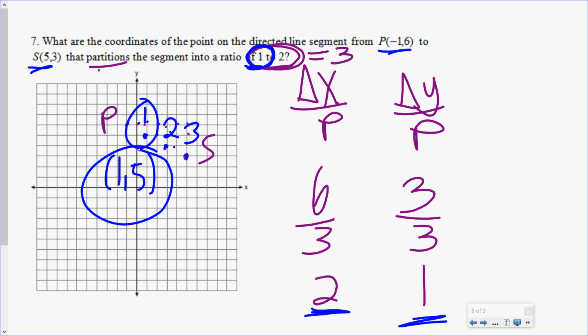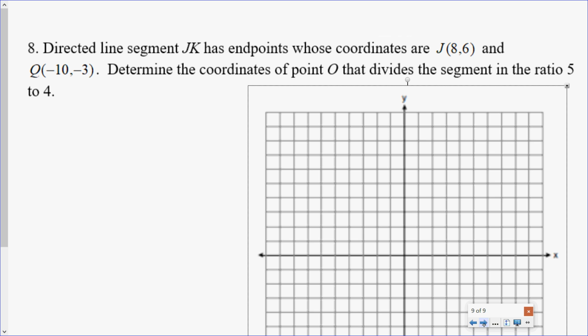Try number 8 on your own. So please pause, try number 8 on your own, and then unpause. Okay, now that you tried number 8 on your own, and by the way, a little typo here, that should be JQ. J is 8, 6. Q is -10, -3. Those are far apart.